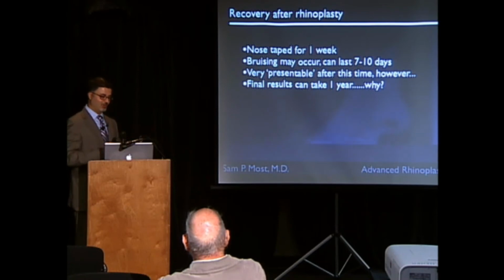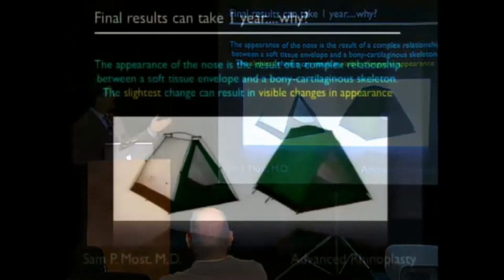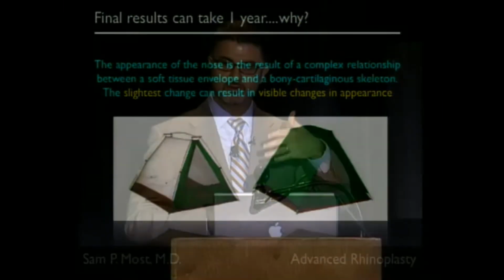And why is that? I talked about this tent concept before, and again, the appearance of the nose is the result of a complex relationship between the skin envelope and the structural bony cartilaginous skeleton underneath. Very small changes in the interaction between these two can have profound effects on the shadowing of the nose and the way it looks. And this is not something that generally is noticeable to the casual observer, but it will be noticeable to the patient and to the physician, people who know what's going on.